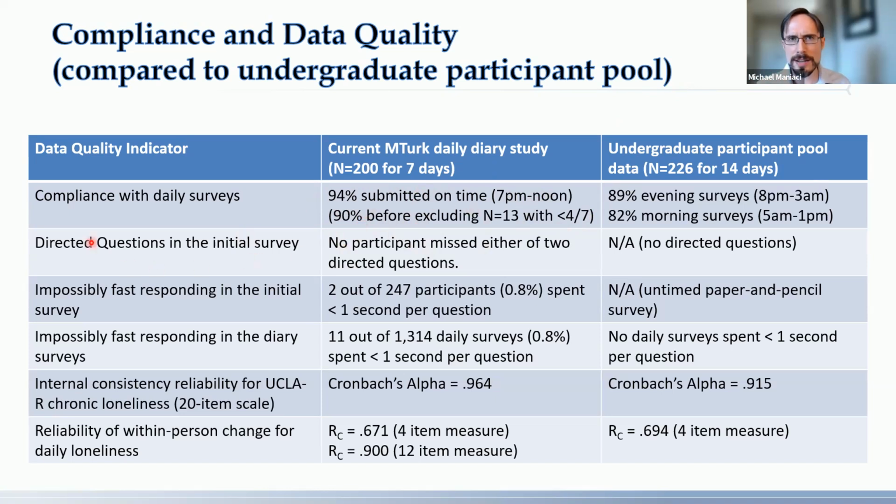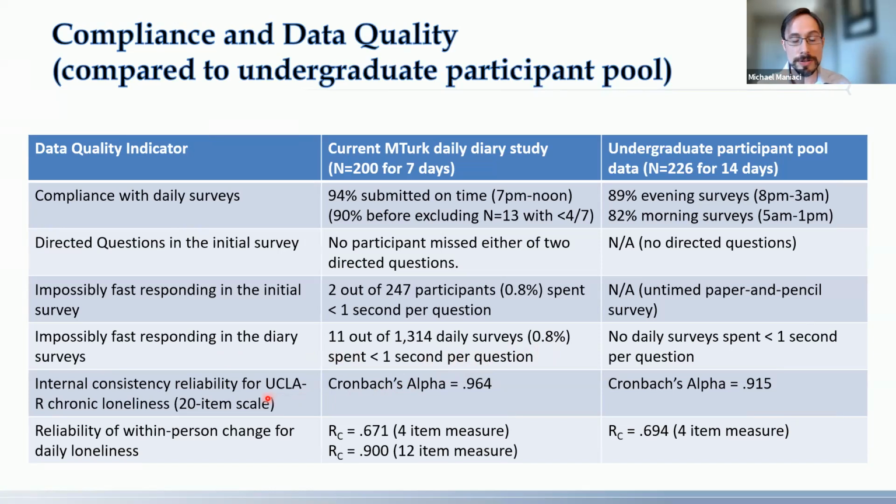We had some data quality measures in the initial survey. In our MTurk sample, no one missed our 2 directed questions. 2 participants we excluded for answering impossibly quickly. We didn't have similar measures in our undergraduate sample. We also had some impossibly fast responses in our diary surveys, but it was less than 1%. And there were no participants who responded faster than 1 second per question across all of the daily surveys. There were maybe a few surveys for some participants that they completed very quickly, but we actually retained those in our analyses.